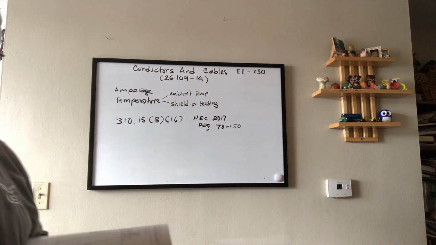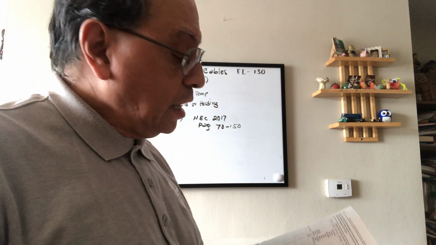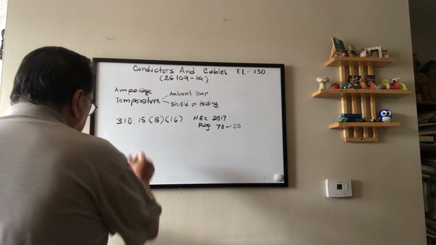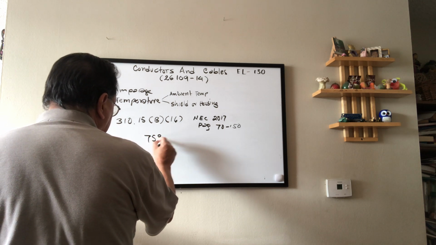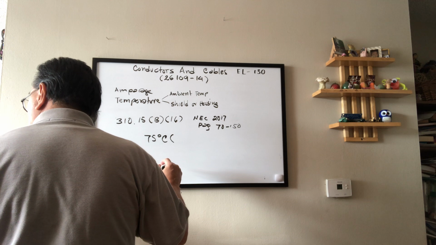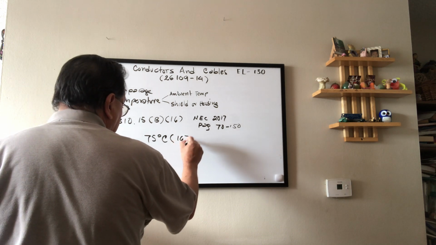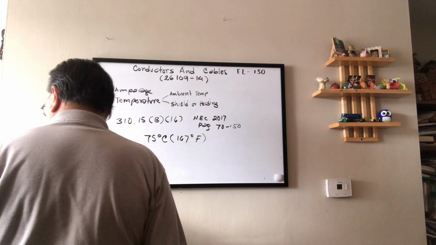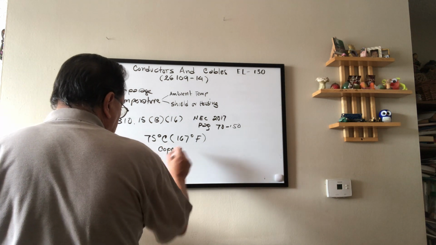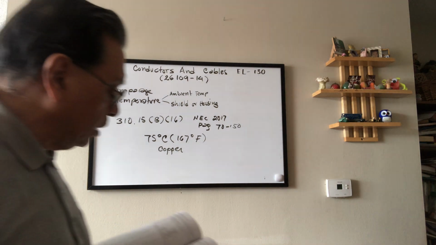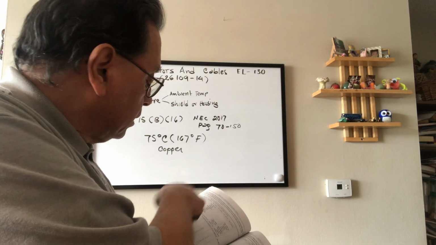So on this table nothing is said. I will use the 70 degrees Celsius. So I will use the third column from the left, which is equivalent to 167 degrees Fahrenheit. And for copper, nothing is said. If the manufacturer is not telling me anything else, I will select copper, which is the third column from the left.